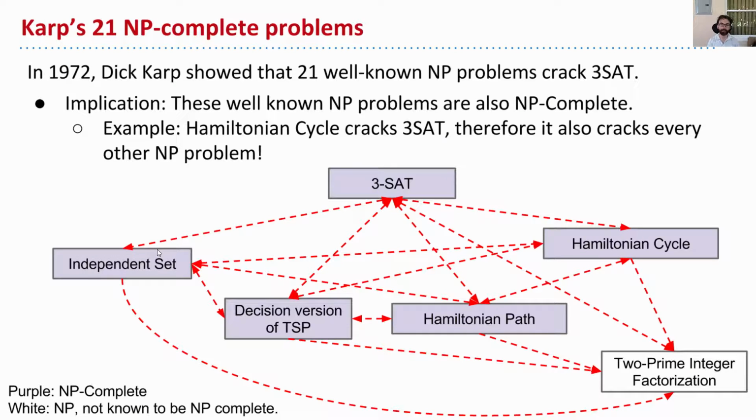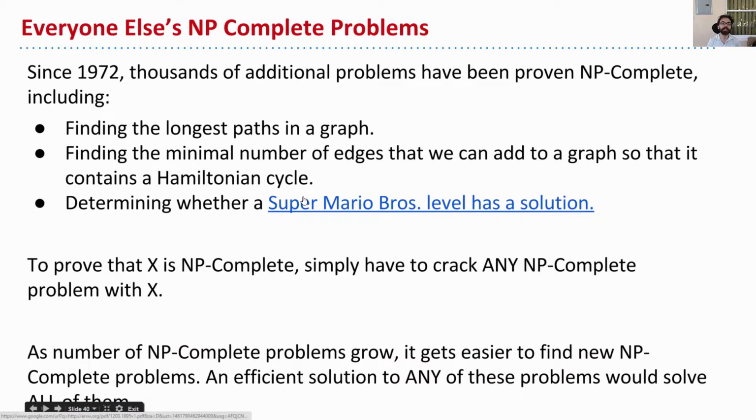skeleton key to everything. And since the time of Dick Karp's original 21 problems, there have been many thousands of additional problems that are NP complete. For example, finding the longest paths in a graph, finding the minimum number of edges that we can add to a graph so that it contains a Hamiltonian cycle, which is a cycle that visits every vertex once, determining whether or not a given made-up Super Mario Bros. level has a solution. So in other words, if you can solve any of these problems, you can solve any efficiently verifiable problem. Okay? And so whenever you want to prove that X is NP complete, you simply have to crack any NP complete problem with X.